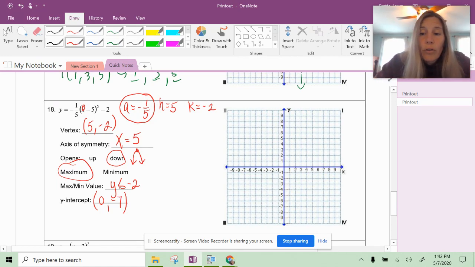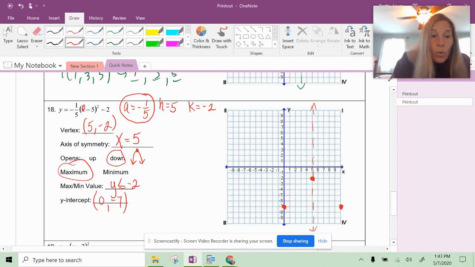So we're going to start out by graphing our vertex, which is (5, negative 2). Axis of symmetry. Now you can use the (0, negative 7) as a point on one side, and then 1, 2, 3, 4, 5, 1, 2, 3, 4, 5, and just plot the other one on the other side of the axis of symmetry. Or if you'd like, you can use the graphing pattern.